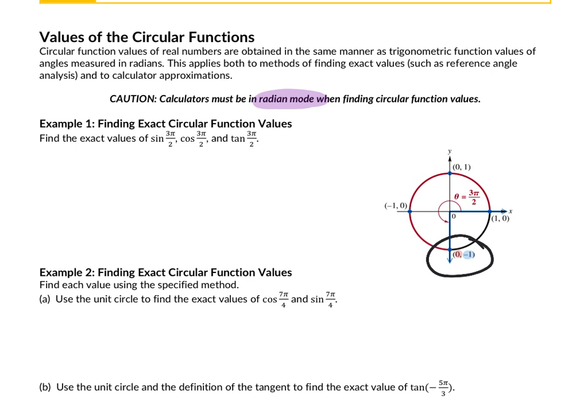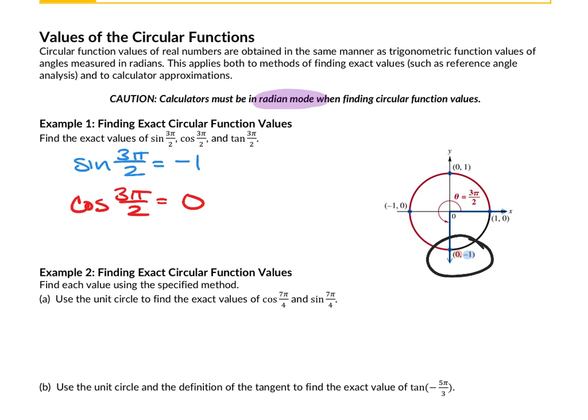So without having to do any work or any thinking, since I have that coordinate point, I know that the sine of 3 pi over 2 is just simply that y-coordinate, -1. I know that the cosine of 3 pi over 2 is just the x-coordinate, or 0. Again, this is because it's a unit circle, and I have the coordinate point around that circle.